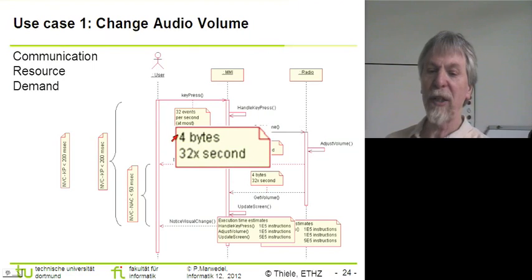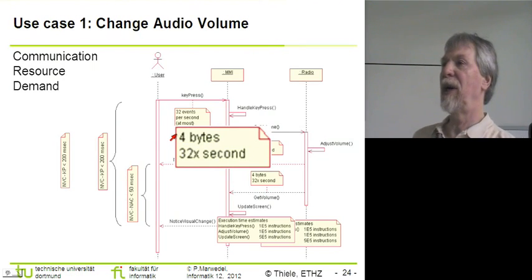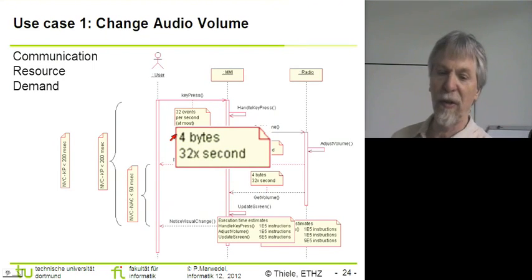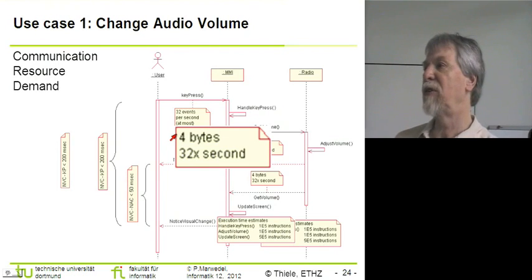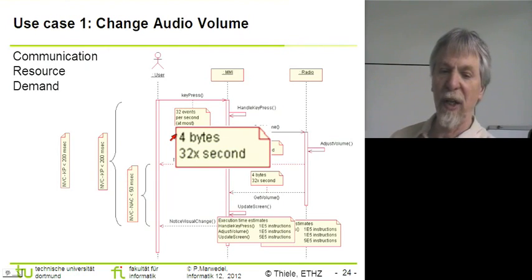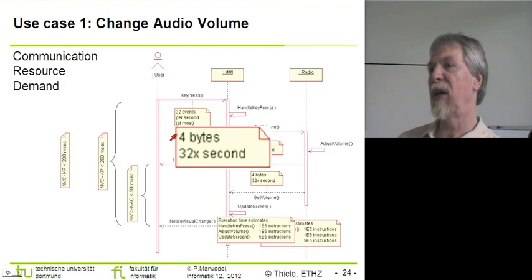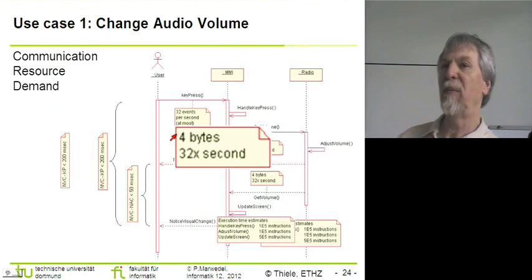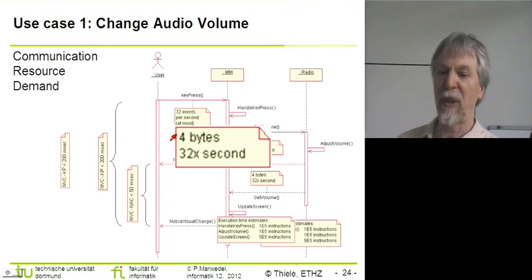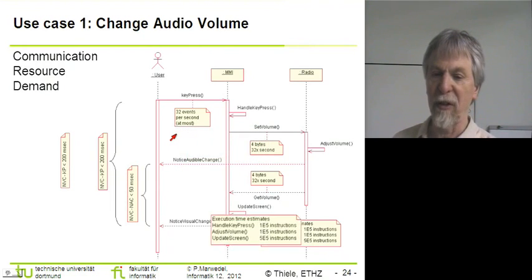Also, we might include information on the amount of communication, on the number of bytes that need to be transmitted from one entity to the next entity. This also has an impact on the performance that we require for the communication there.